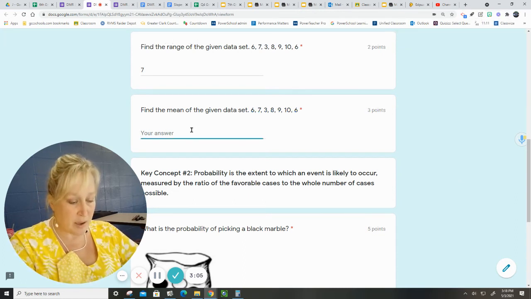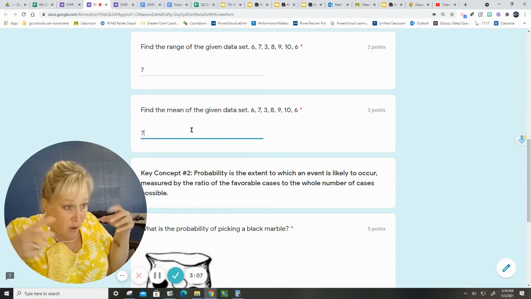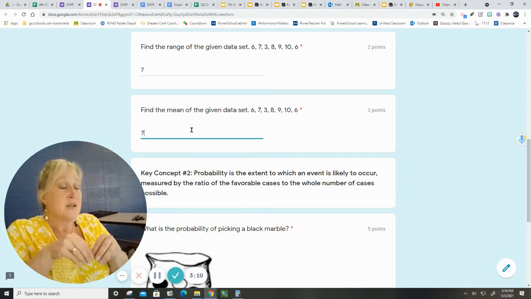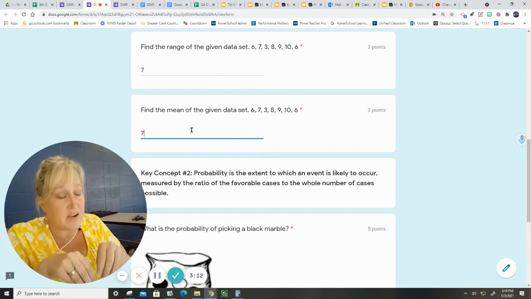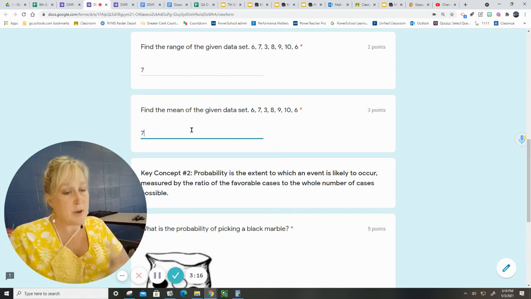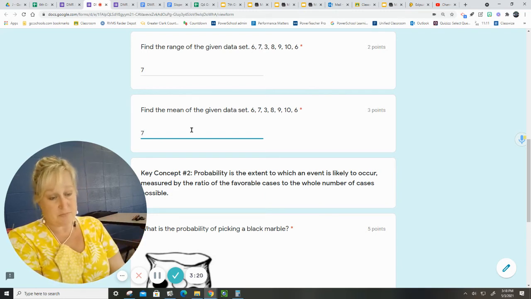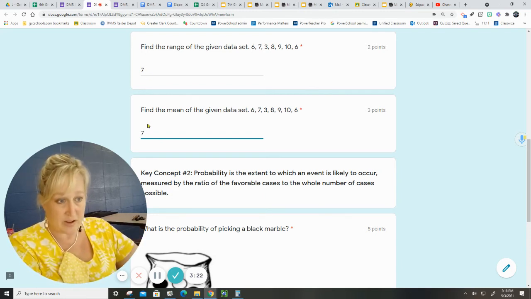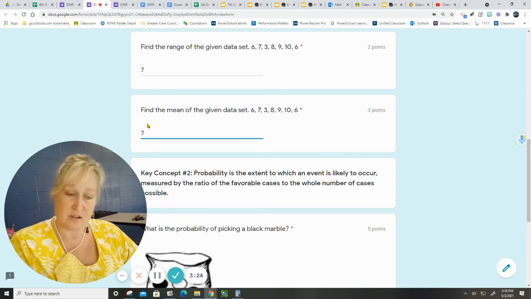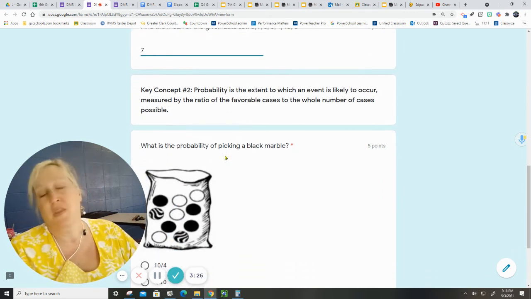So the mean, that means that if I put all those numbers in, if I put 6 in a hat and 7 in a hat and 3 in a hat, put all those numbers in a hat and try to divide them up evenly, then everybody would get 7. It's kind of interesting how the range and the mean ended up being the same. That's not normal, but that's what happened this time.